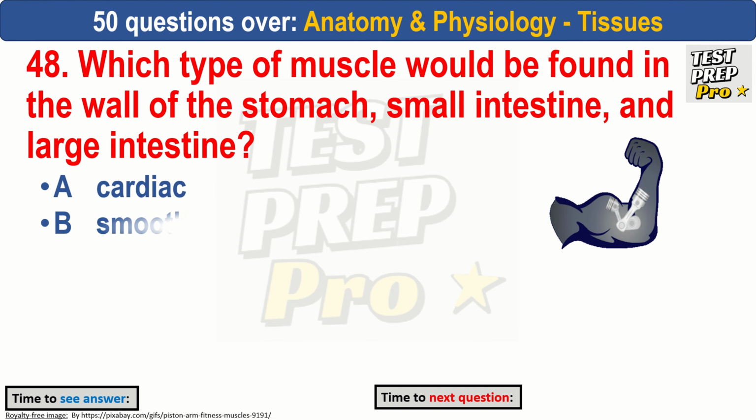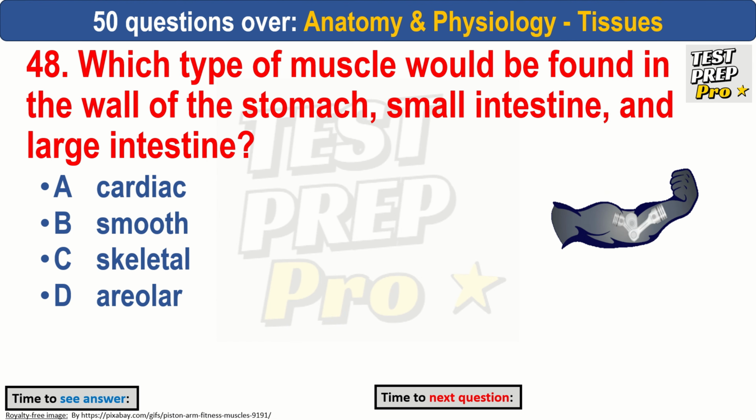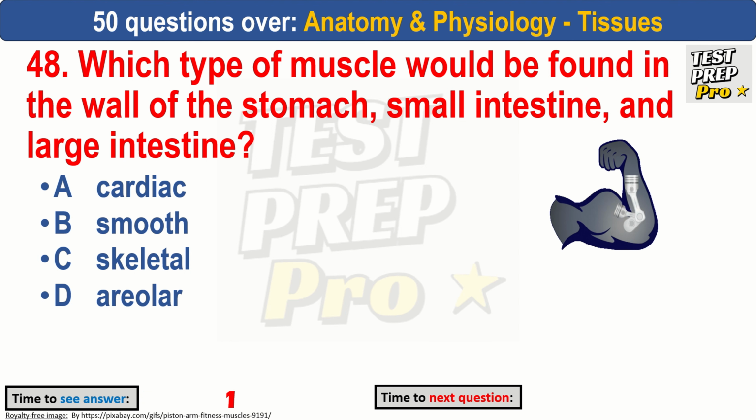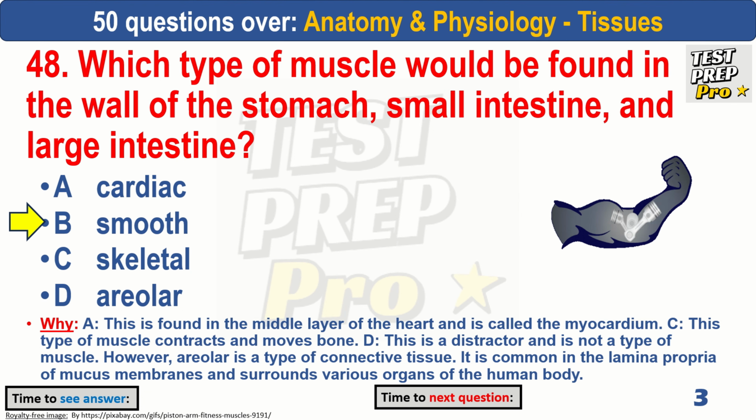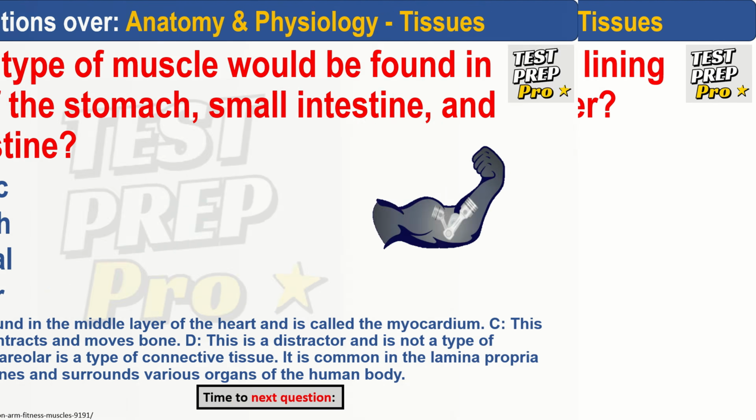Which type of muscle would be found in the wall of the stomach, small intestine, and large intestine? Would it be cardiac, smooth, skeletal, or areolar? Smooth muscle. Cardiac muscle is found in the middle layer of the heart. Skeletal muscle is under bicep, tricep. Areolar is just a distractor option. It's not a real option.